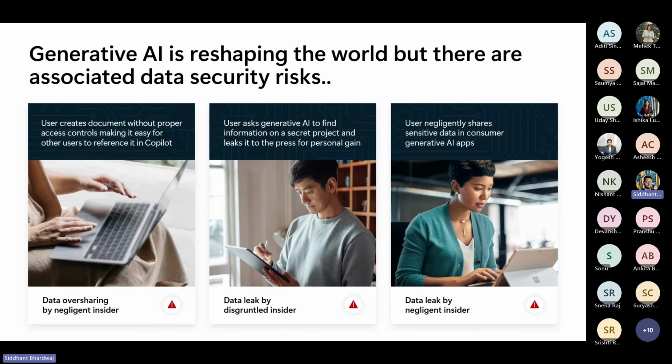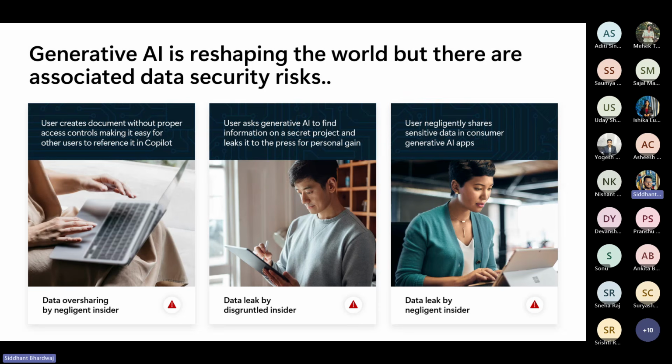Right now, as we have been talking about generative AI, each and every one of us has been interacting with generative AI, right? On a day-to-day basis, I think every one of us goes through at least one AI-based tool a day nowadays. And there was an era of software when it came out, and so many different security threats increased within any organization. Now with generative AI, what are the key risks that are associated? One is data oversharing by a neglecting user. A user may have created a document without proper access control, making it easy for other users to reference it in Copilot.